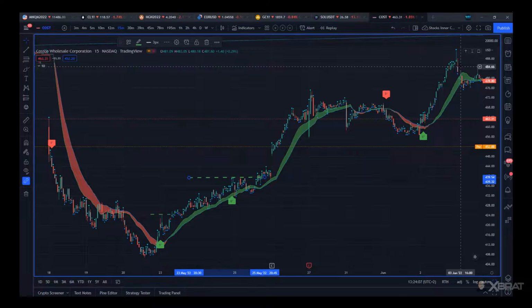This is probably the tools that you need. Remember, signal, entry, trade management. Really simple rules no matter what instrument you're trading.